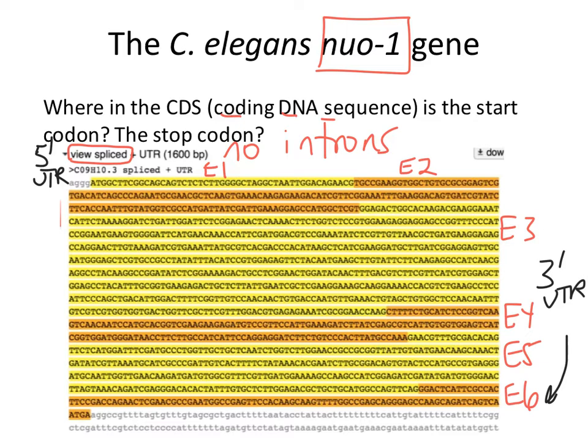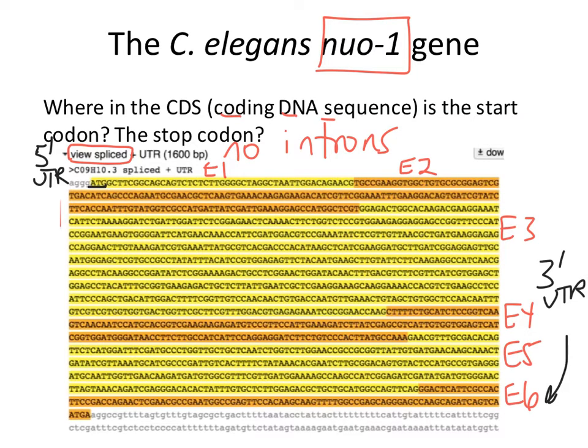So where do we see the first ATG show up? It's the first set of capital letters. So there's four nucleotides, and then there's an ATG or AUG.